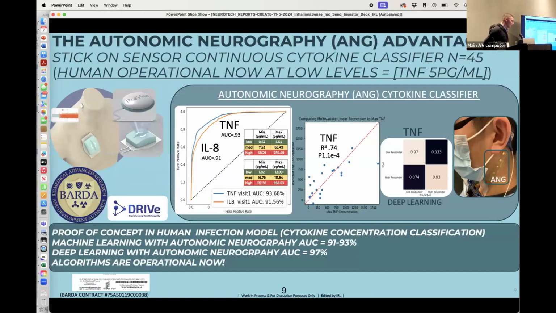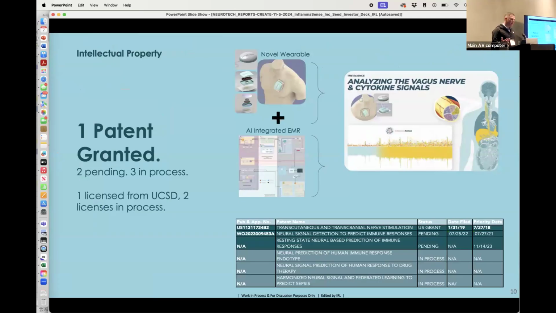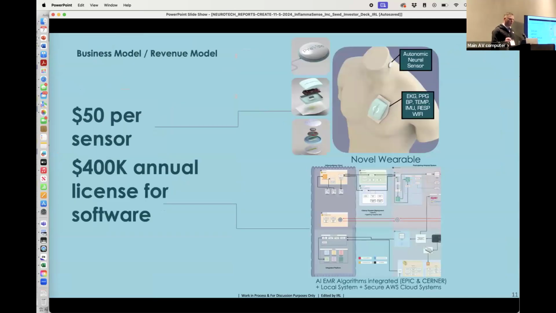This is just some of the data for 2 different cytokines, TNF and IL-8. You can see that there is huge heterogeneity. If I took everybody in this room and gave you an infection with E. coli, there would be huge differences between everybody in this room, right? So it's important to know who's going to be sicker and who's going to be less sick and how we may treat that patient. The patents that we have: 1 is granted, 2 are pending, 3 are in process.